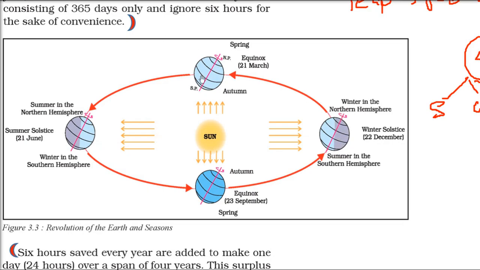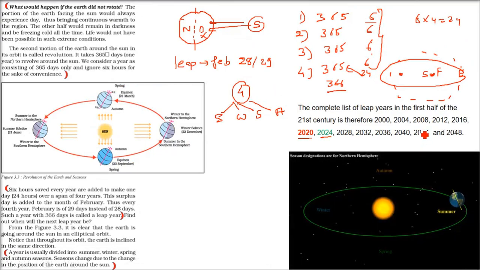Now this 22 December is the winter solstice. Now there are two more positions. One is spring, one is autumn. So when the northern hemisphere is having spring, the lower part will have autumn. The same is true with the lower one. And this is called the equinox. So there are two dates, 21 March and 23 September. There will be no difference between day and night time here.